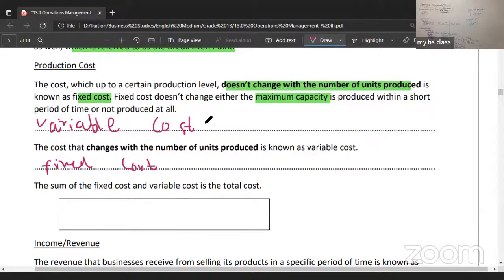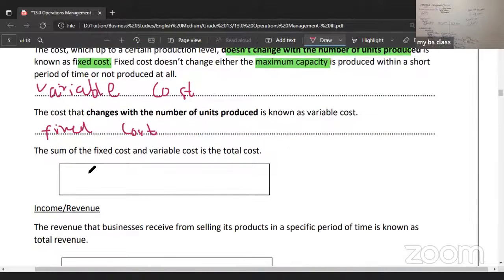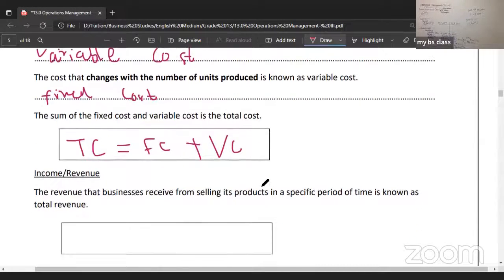Right, fixed cost does not change with the number of units produced. So shall we quickly write this? Your TC, what does it mean by TC? Your total cost equals your FC plus your VC. FC is fixed cost, VC is variable cost. So your total cost equals your fixed cost plus variable cost. Right? So no doubt with that.